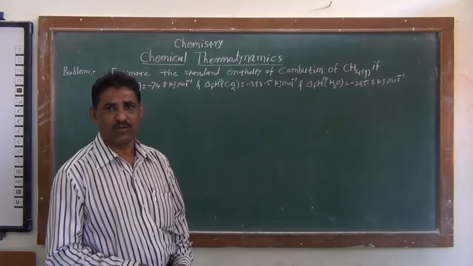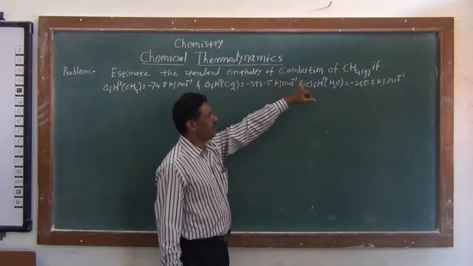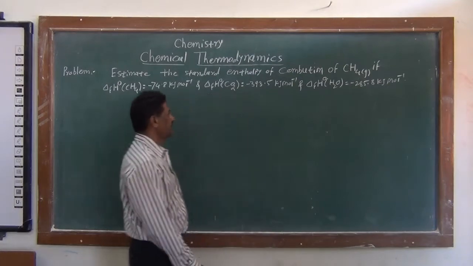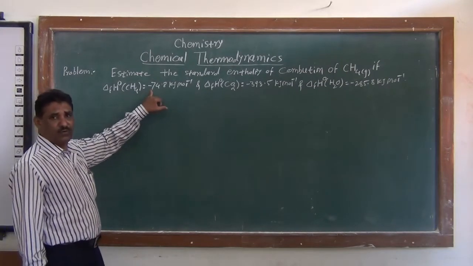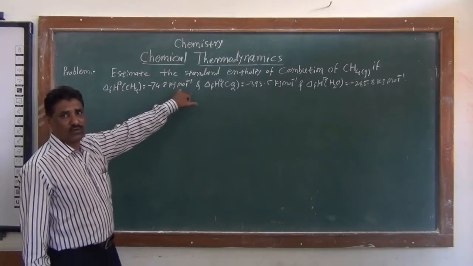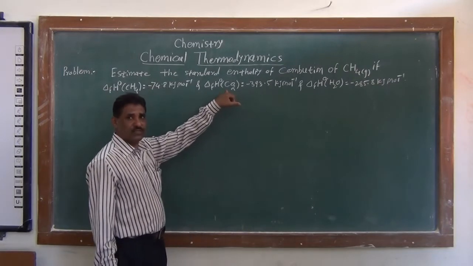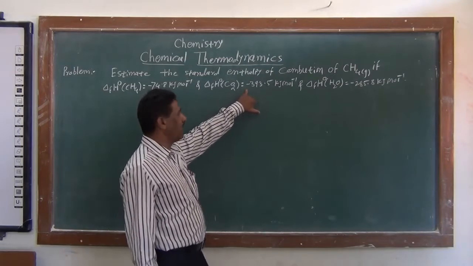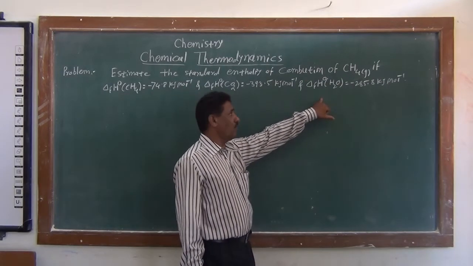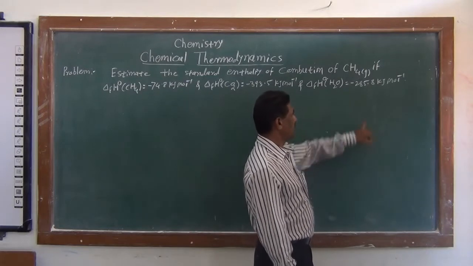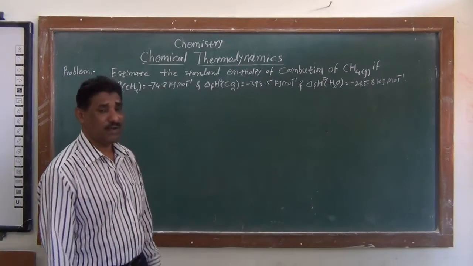Today we take one problem on combustion, and that problem is: estimate the standard enthalpy of combustion of methane if the standard enthalpy of formation of methane is equal to minus 74.8 kilojoule per mole, the standard enthalpy of formation of CO2 is minus 393.5 kilojoule per mole, and the standard enthalpy of formation of water is equal to minus 285.8 kilojoules per mole. This is the fourth problem.